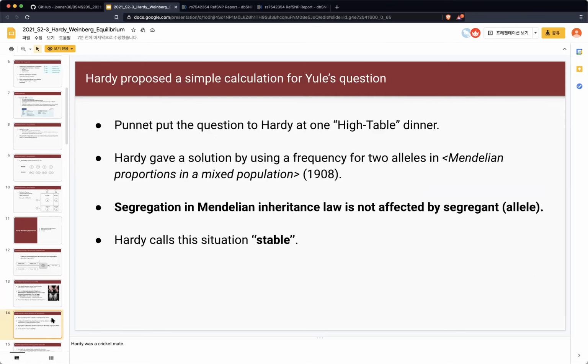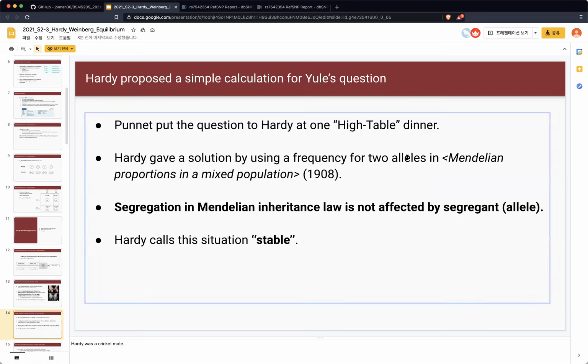Then Punnett brought this question to Hardy, who was a clinical doctor and also a mathematician, at a high table dinner. A high table dinner is like a social club where they talk about upper-class discussions. Punnett brought the question, and Hardy gave a solution easily by using the frequency of two alleles in an equation. And then he published the work later.